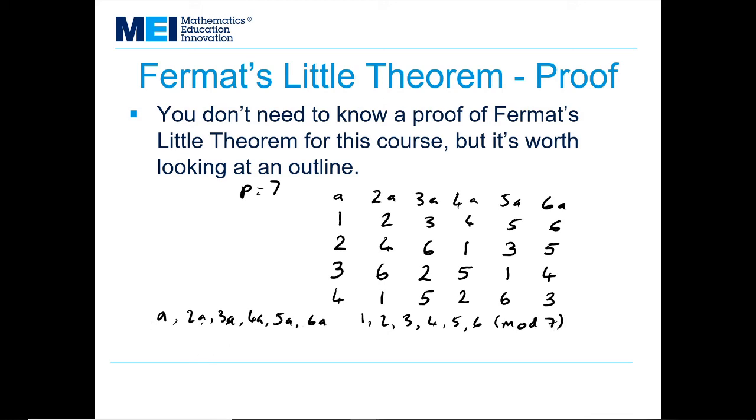Now what I'm going to do is multiply together both sides here. So on the left hand side I've got a, 2a, 3a, 4a, 5a and 6a. So I've got a to the power of 6 multiplied by 6 factorial. I'm going to write that as 7 minus 1 factorial because we're considering the case p equals 7. And then on the right hand side I've just got 1, 2, 3, 4, 5, 6. I've just got 7 minus 1 factorial. So a to the 6 times 7 minus 1 factorial is congruent to 7 minus 1 factorial mod 7, which means that a to the 6 is congruent to 1 mod 7, dividing through by 7 minus 1 factorial.